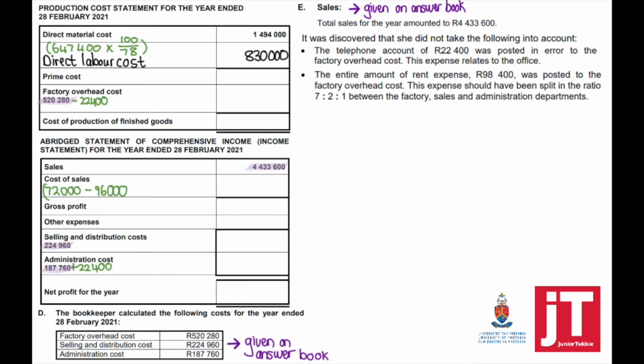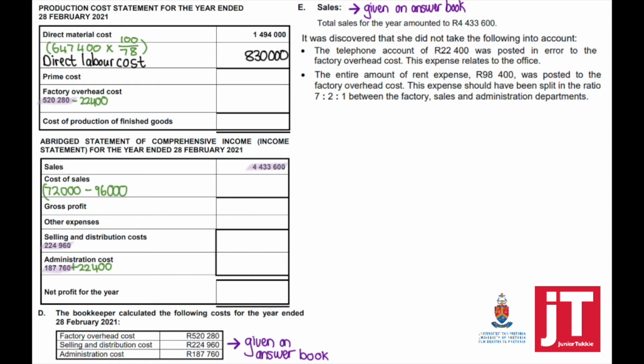The second one: the entire amount of rent expense, 98,400, was posted to the factory overhead cost. This expense should have been split in the ratio 7:2:1 between the factory, sales, and the administration department.